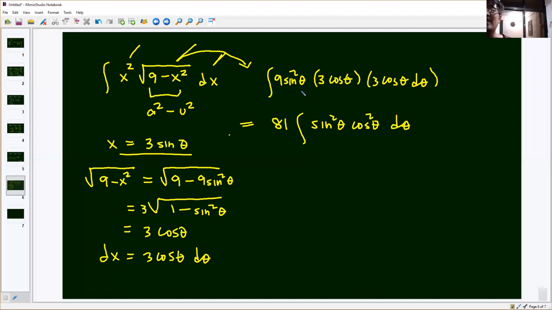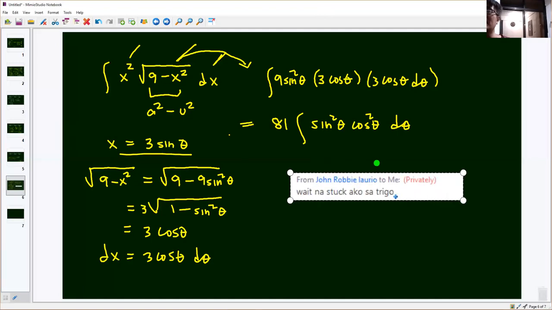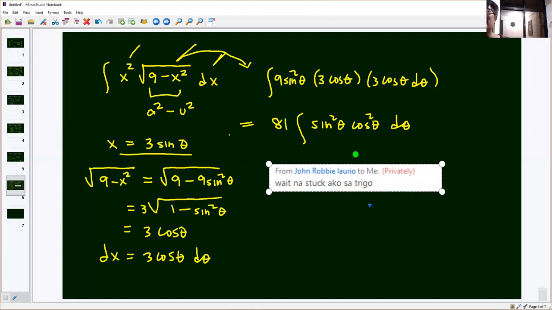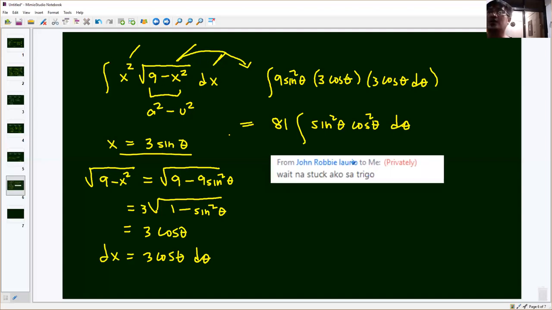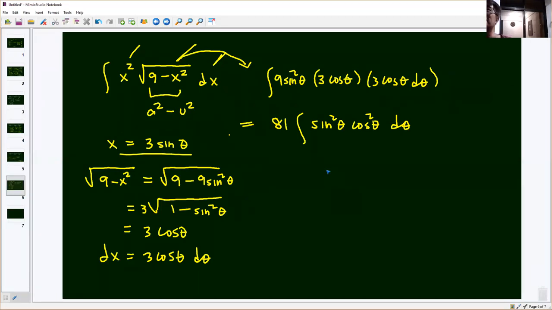Wait, na-stuck ako sa trigo. Yan. Saan na ba yun? Hindi, para ano, tawag doon. Yan ha. Motivation. Ito nyo yun guys ha. Motivation. Siguro dito ka na-stuck, Robby. Diyan ko tinanong ko na si Dian dyan eh. Burahin ko na, baka magalit si Robby. Yun na, nagalit na. Joke lang.